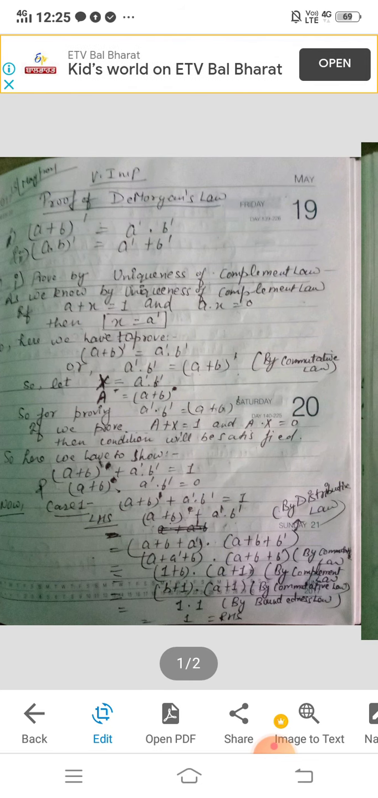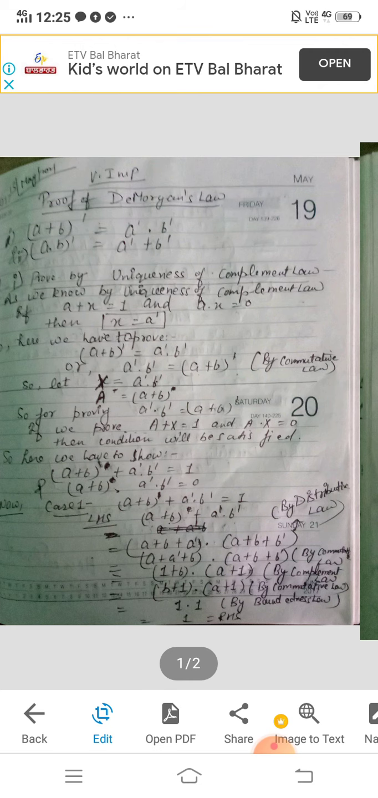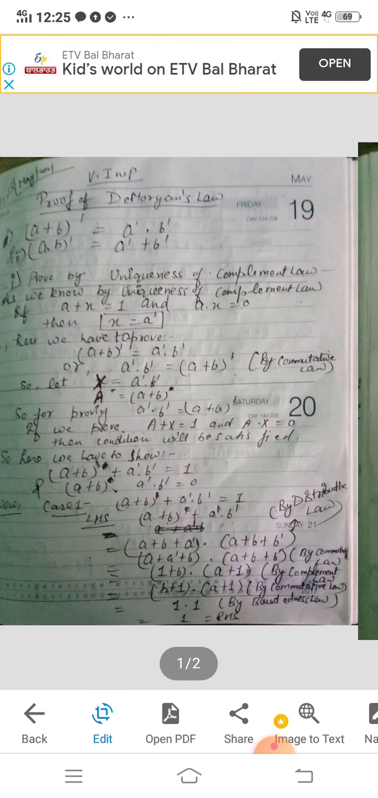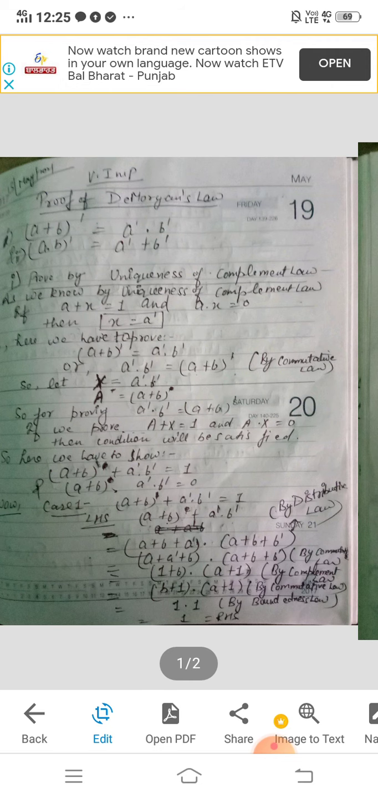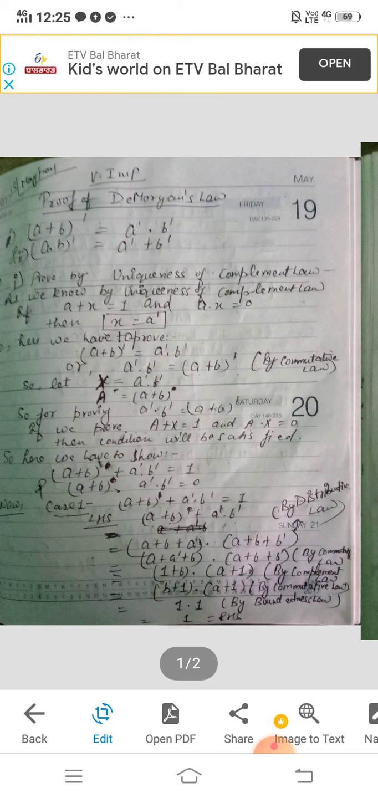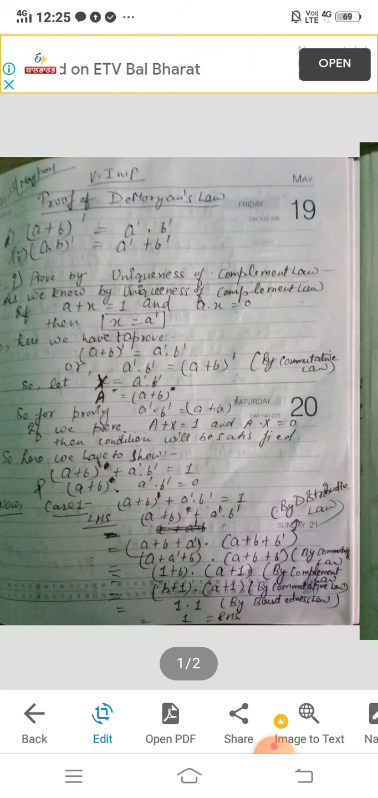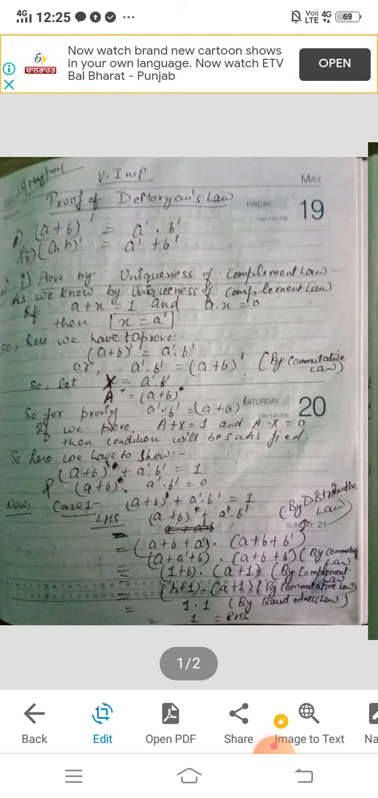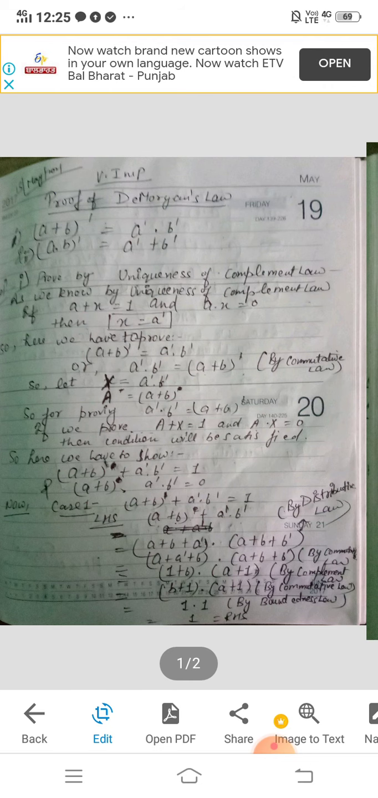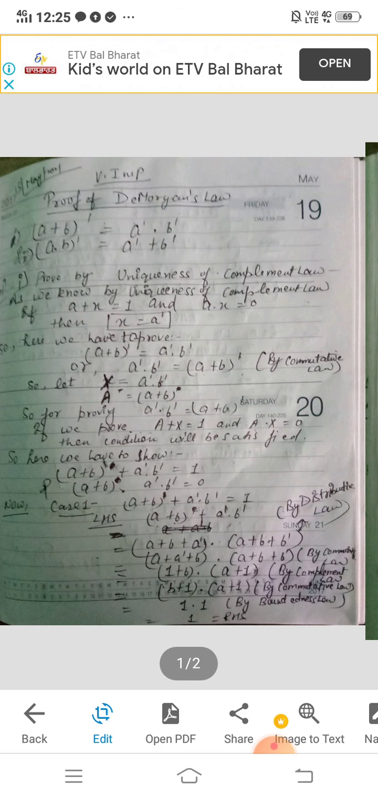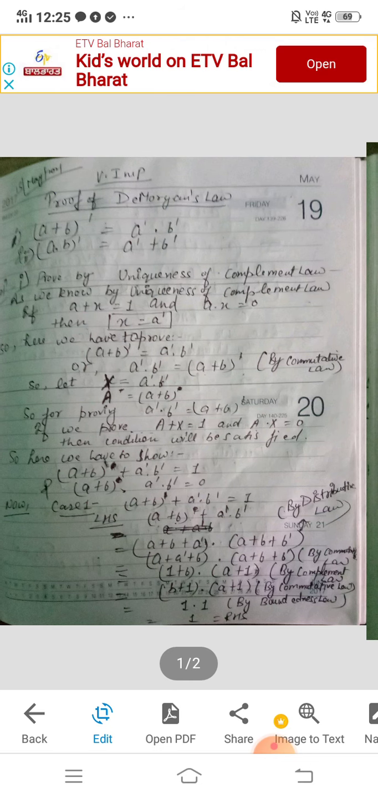Now let the LHS be A plus B in bracket plus A dash dot B dash. This is the LHS. Now expand it using distributive law. Always when two symbols are of different sign, use distributive law to expand. So here by distributive law we will expand: A plus B plus A dash, dot, A plus B plus B dash.